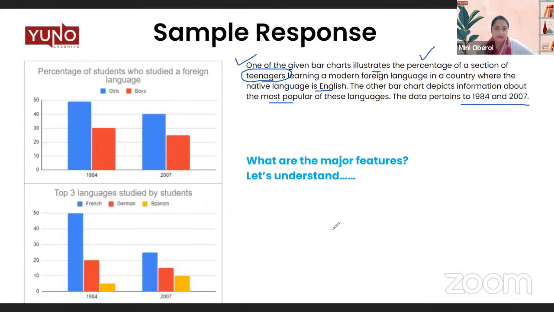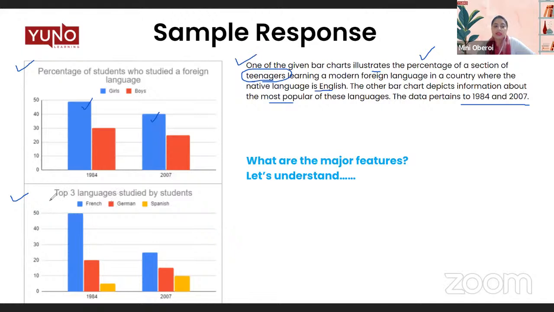Let's understand that. Now, when we notify the major features, it is not that I will only talk about the first bar graph and I will not mention anything on the second. We have to pick up the striking features from both the visual inputs, right? So if we look at the first visual input, we can see that girls were more inclined towards learning a foreign language as compared to the boys, right? The girl population was high in both the years.